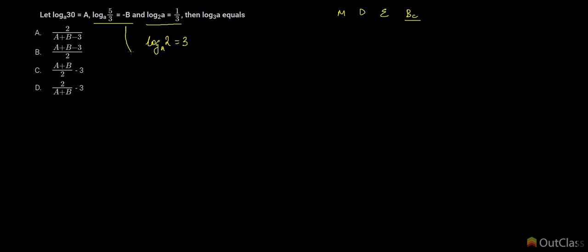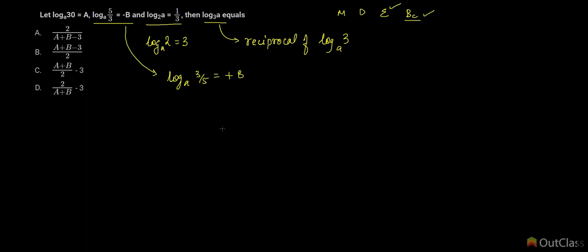This can be rewritten using the exponent identity: log of 3 by 5 to the base a is plus b. And then this thing that they want us to evaluate is the reciprocal of log of 3 to the base a, again due to the base change identity. So you've already seen these two in action. What we need to do is find this first and then take the reciprocal and we'll have the answer. You want to get this 3 in terms of 30 and 2 and 3 by 5.